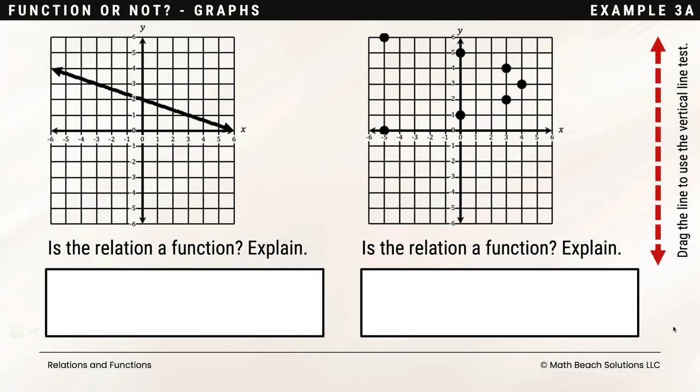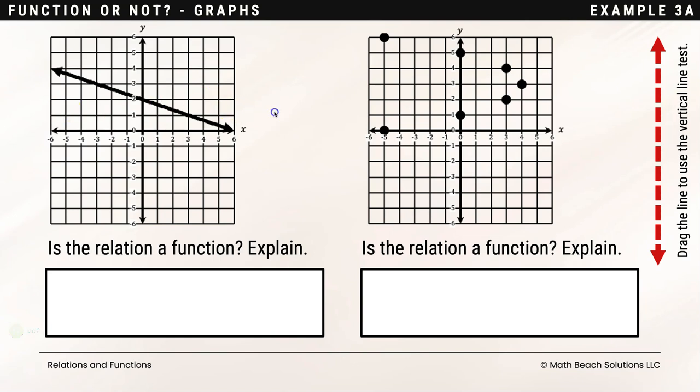In this example, we're going to look at several relations represented as graphs, and we'll be using the vertical line test to see whether the relations are functions or not. To use the vertical line test, you're going to imagine a vertical line passing over the function. If that vertical line hits at most one point, then it will be a function. But if that vertical line intersects more than one point, the relation is not a function.